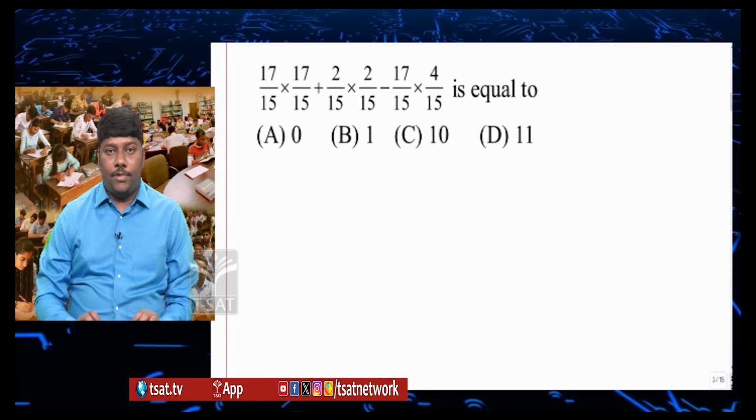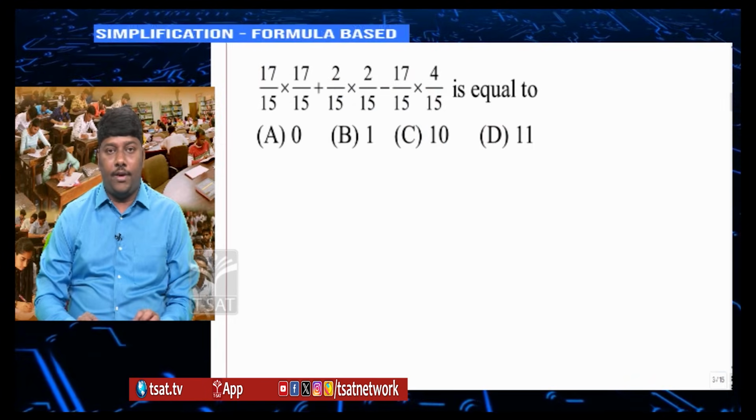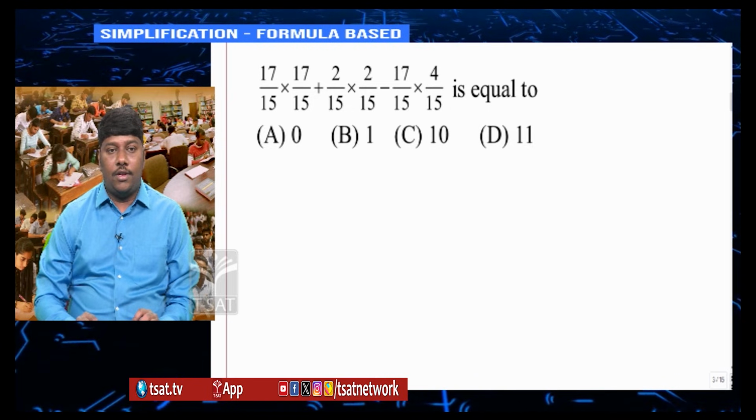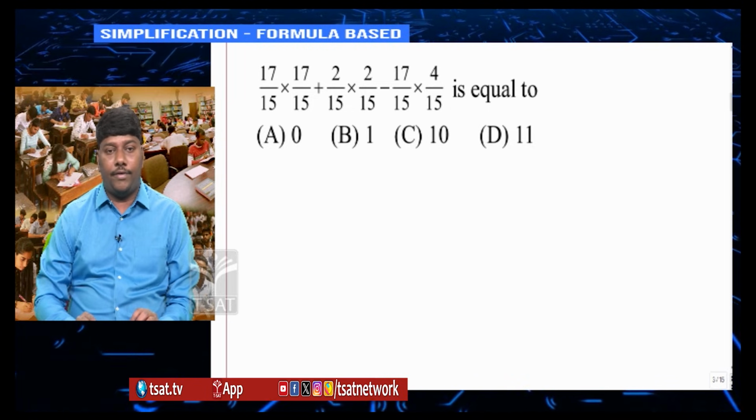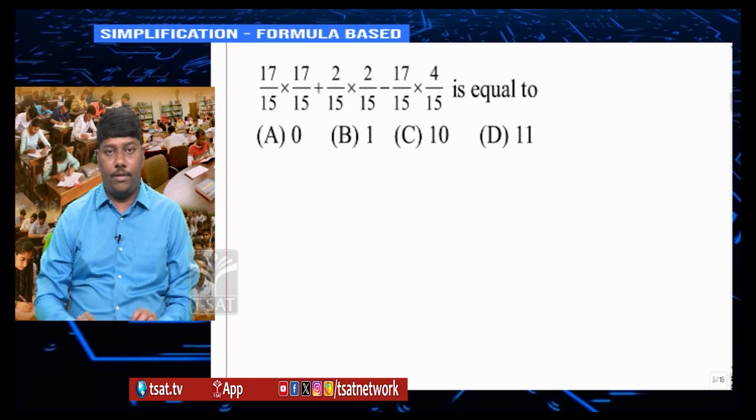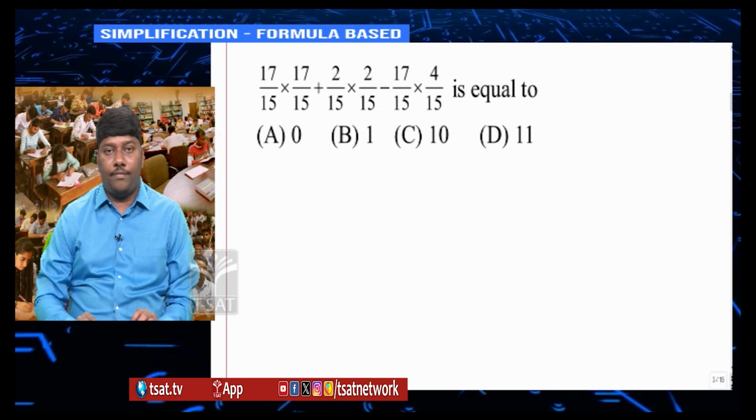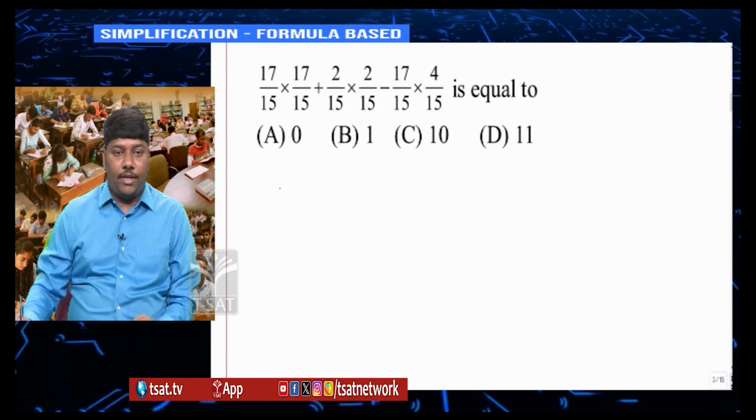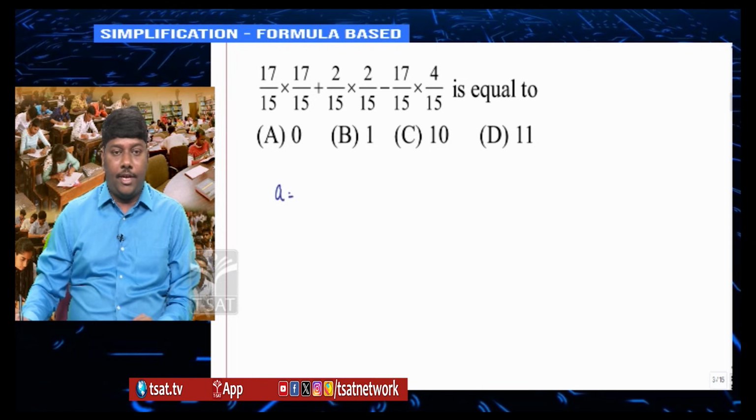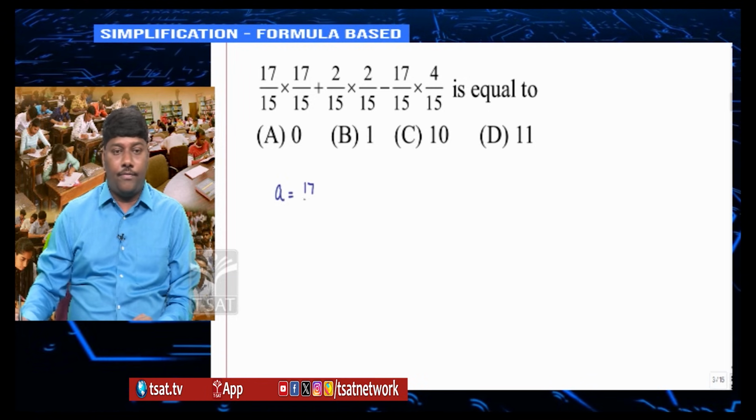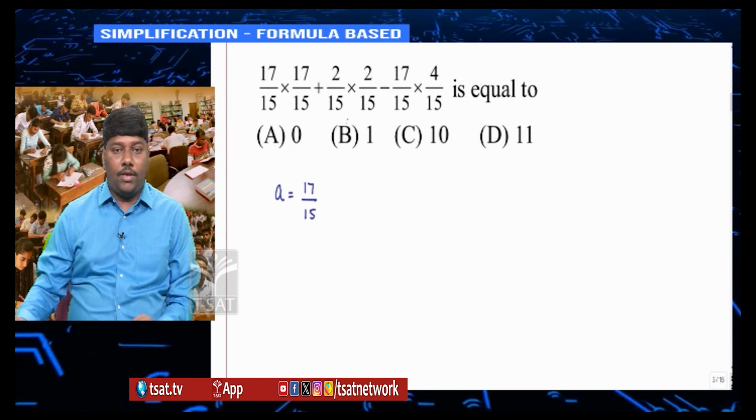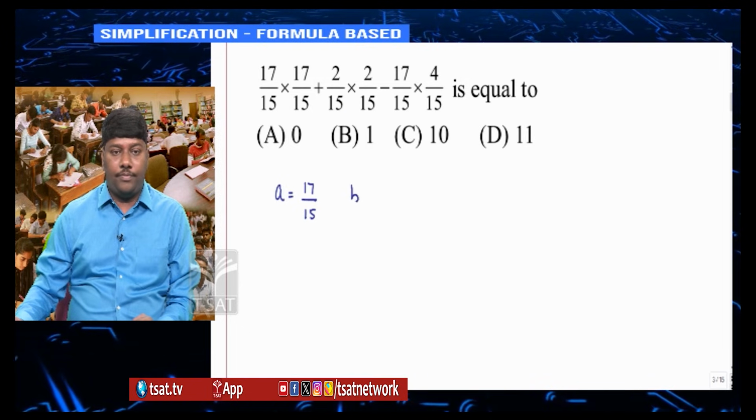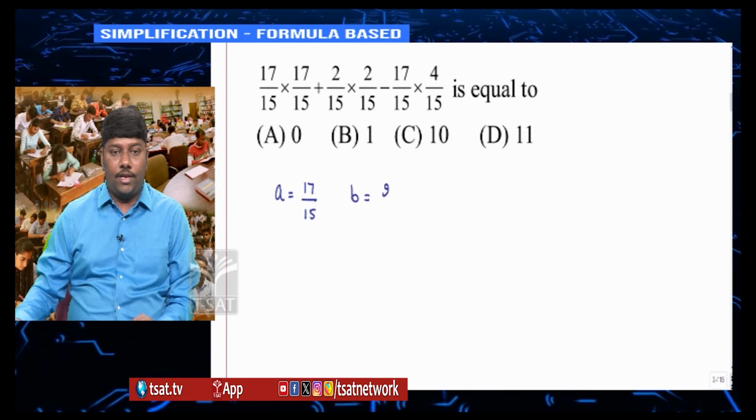Now look at this sum. This is directly based on (a+b)² or (a-b)². Now see here, 17/15 into 17/15, so it is actually (17/15)². Let your a be 17/15. Now look at 2/15, that's your b.